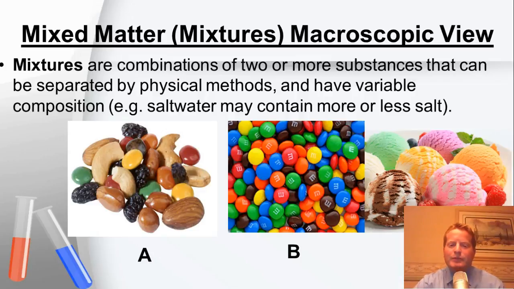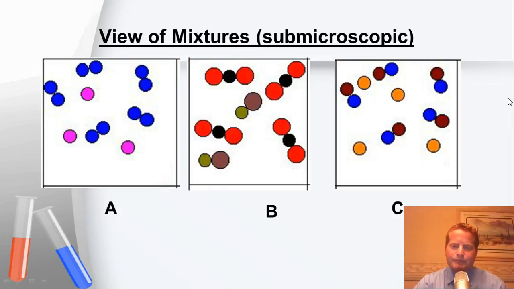So that means, for example, we have our trail mix over here. That can be separated just by pulling them apart, right? That's a physical means of separating them. And you can have different number of nuts, different number of raisins. It's a variable composition. It could be different things. Same thing with these M&Ms here. This is a mixture that we could simply separate. No chemical reaction required to separate any of these. Same thing with the ice cream. We could separate those ingredients.